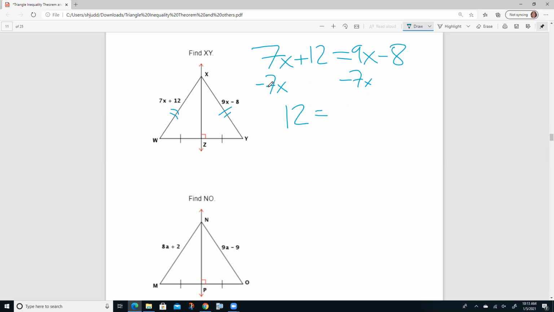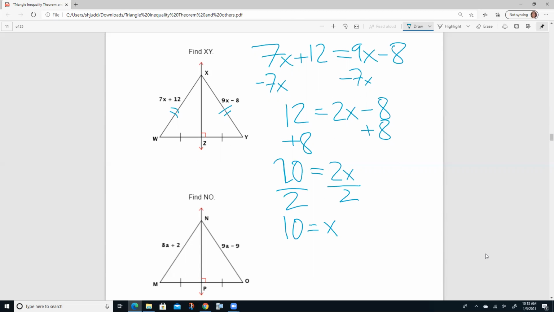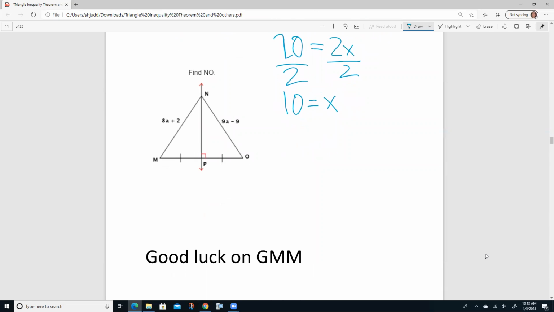So I have 12, and that is equal to 2x minus 8. So I'll go ahead and add 8 to each side. I'll get 2x is equal to, what's 12 plus 8? 20. So I'll divide by 2. 10 is equal to x. Okay, let's go ahead and scroll down. Oh, I guess I don't have to scroll down too far. Let's do our last example here.